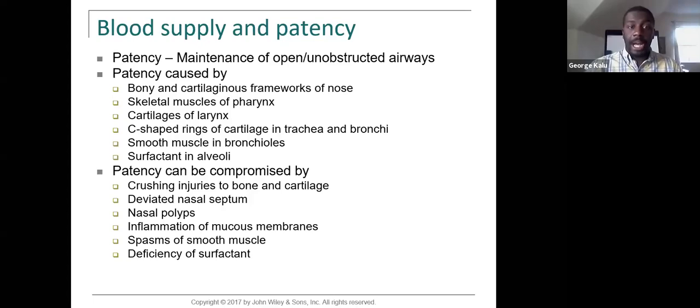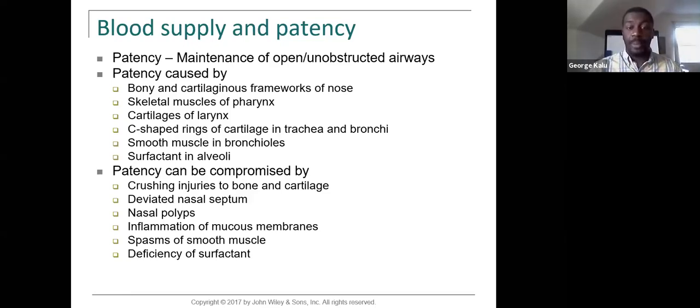So patency is really important to make sure that our oxygen is able to flow through our respiratory system. However, patency can be compromised depending on different circumstances. For example, if there's some kind of crushing injury to the bone or cartilage inside the nose, like if we break our nose or deviate the nasal septum, that can cause some of the airways to close up a little bit, because bone and cartilage are now obstructing things. That can reduce patency.